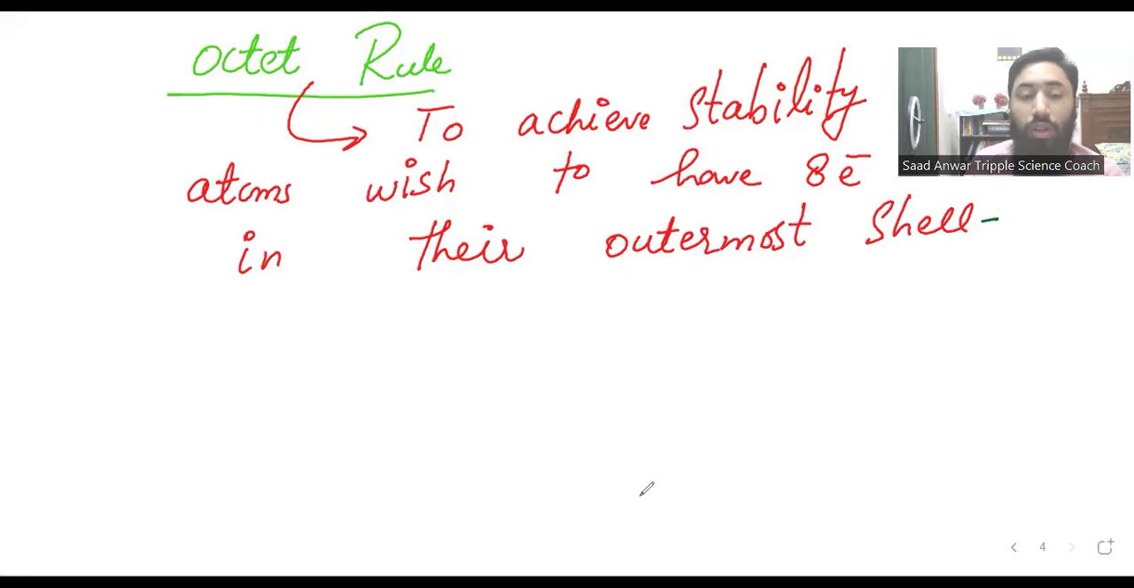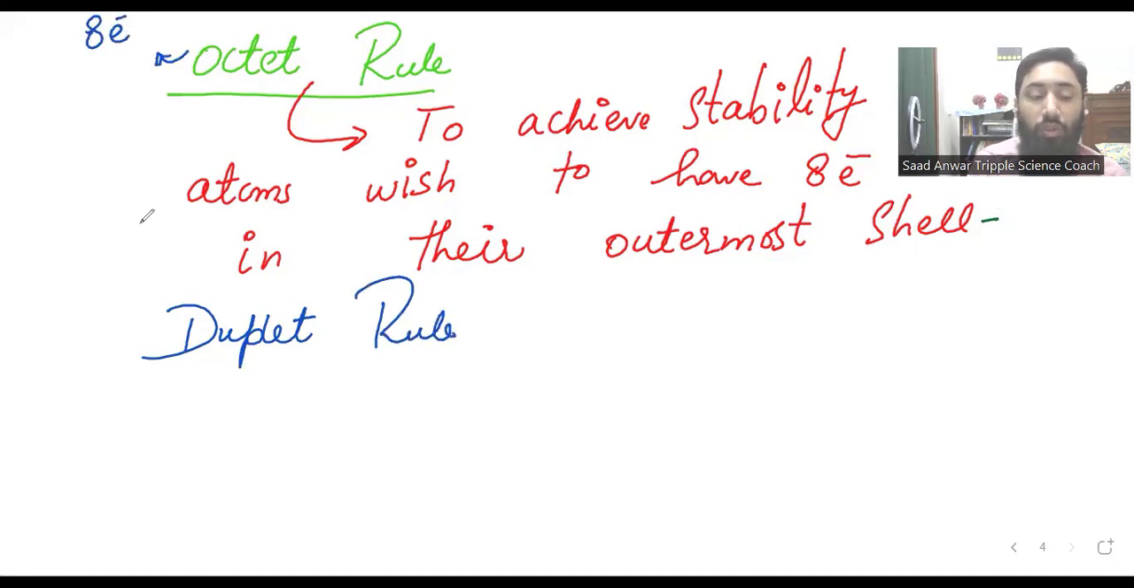There is another rule which we call the duplet rule. Remember, guys, the term octet means 8. The term duplet means 2. There are a few atoms, very few, just 2 or 3, that don't want 8 electrons in their outermost shell for stability. They just want 2 electrons in their outermost shell for stability. Let me write what the duplet rule says.